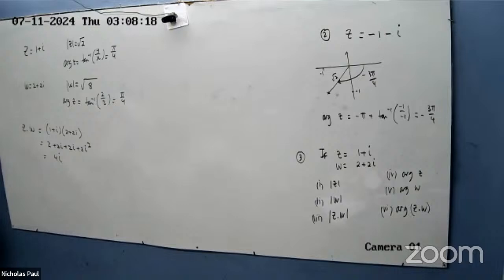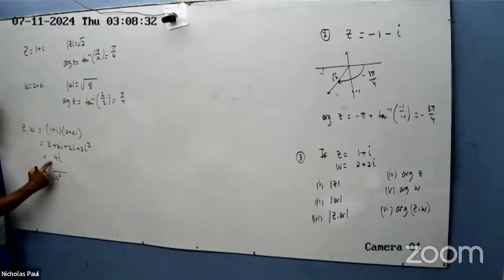Well, I got that for z by w. What I wanted to do here is to find its modulus. So you're finding the modulus of z by w. It'll be the square root of 0 squared, because there's no x here, plus 4 squared, which is 4. Are you okay with that?